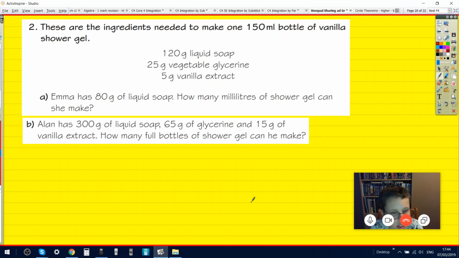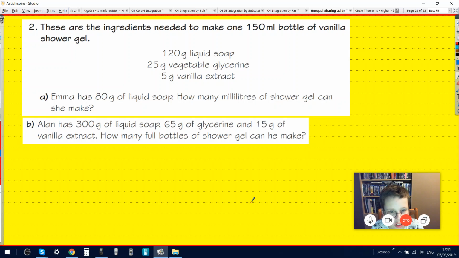So these are the ingredients needed to make 150 milliliters bottle of vanilla shower gel: 120 grams of liquid soap, 25 grams of vegetable glycerine, and 5 grams of vanilla extract. So Emma has 80 grams of liquid soap. How many milliliters of shower gel can she make?